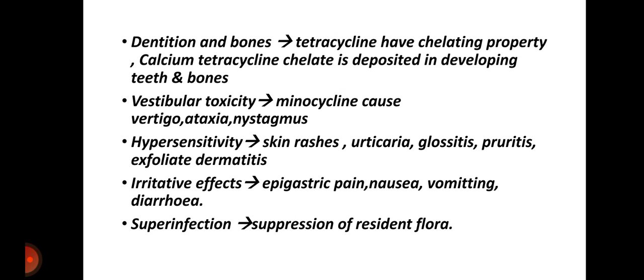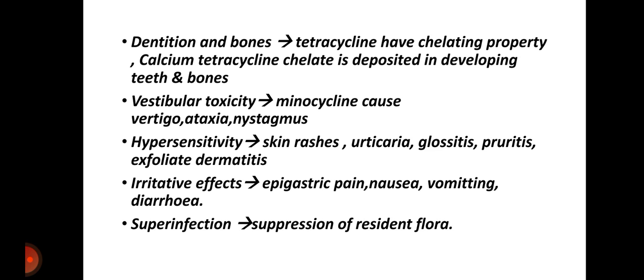Dentition and bone: tetracycline has chelating property. Calcium tetracycline chelate is deposited in the developing teeth and bone. If given from mid-pregnancy to 5 months of extrauterine life, the deciduous teeth are affected. Brown discoloration and ill-formed teeth, which are more susceptible to caries.